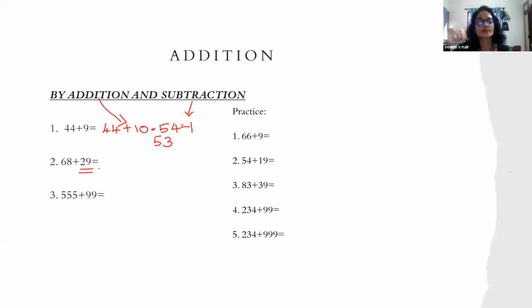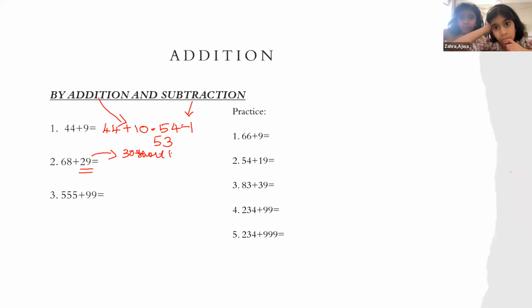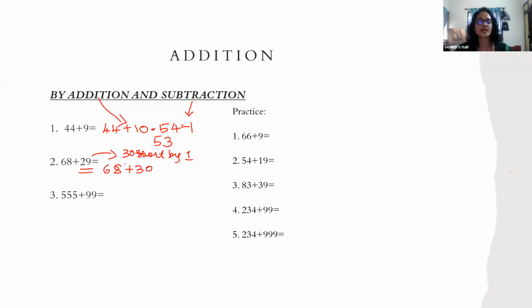29 is close to which number? 30. Right, 30, and it is short of 30 by how many? 1, right? So what do we do here? 68 plus 30. 30 is the number, right? 29 is closer to 30. We are not looking at 10. 10 is when we are using 9 or 8 or 7 or 6 or 5, right? So we do 68 plus 30.